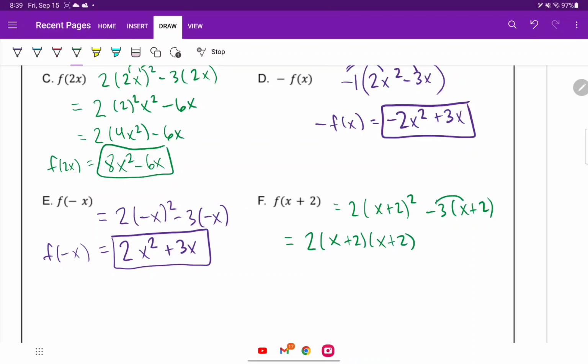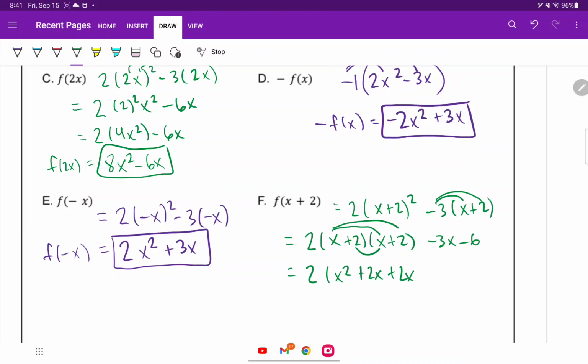Over here, I'm going to go ahead and distribute. Negative 3 times x is negative 3x. Negative 3 times 2 is negative 6. All right, now from here, this is the part where you do have to recall. We're going to leave that 2 alone for now, and we're going to FOIL this out. So x times x is x squared. x times 2 is 2x. 2 times x is 2x.